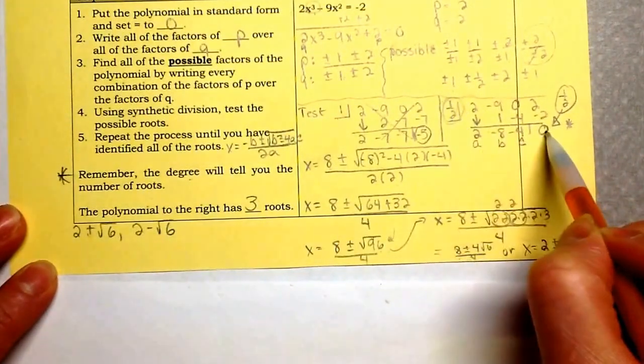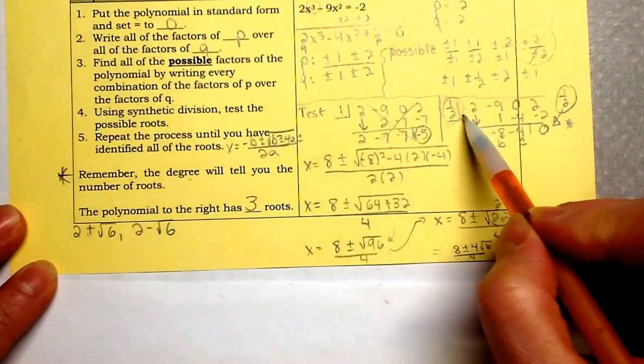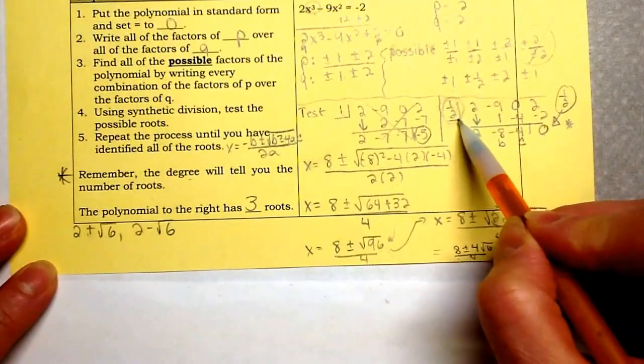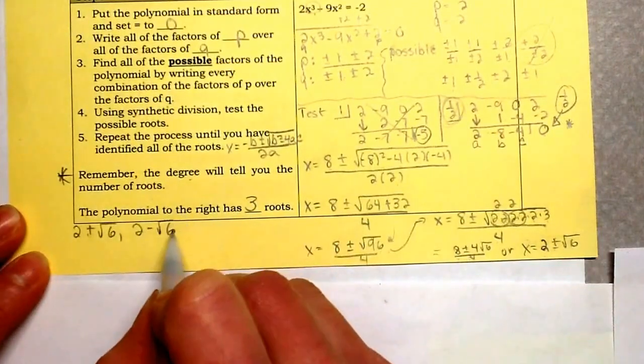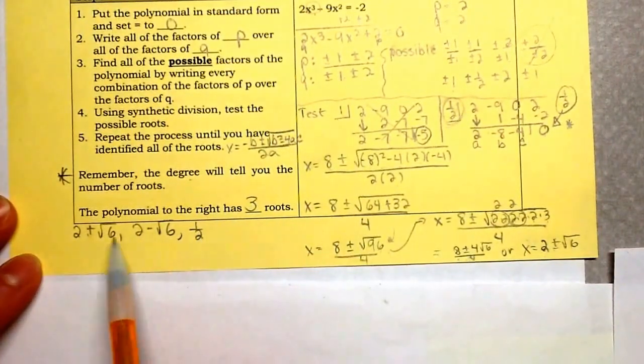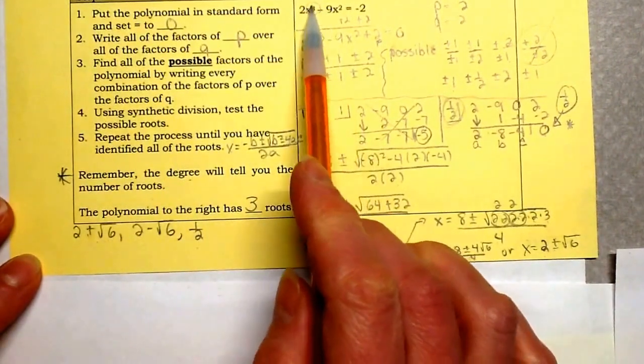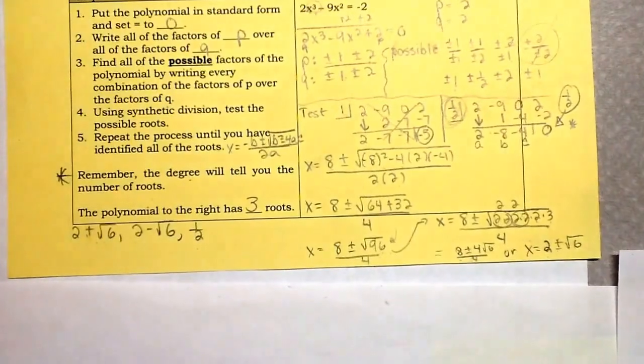So whenever you get a 0 for a remainder, I think I said a factor, but that is actually a root. This is a root and these are roots. So we'll do 1/2 here. Okay, so now you have 1/2. So these are your 3 roots. The polynomial said you should have 3 roots, and we do. All right, there's one for you to try on the back of the sheet.